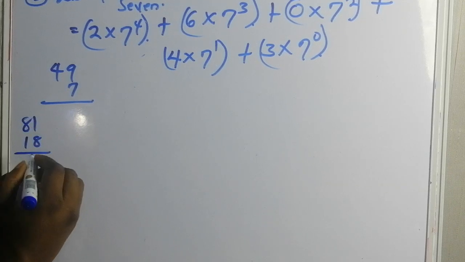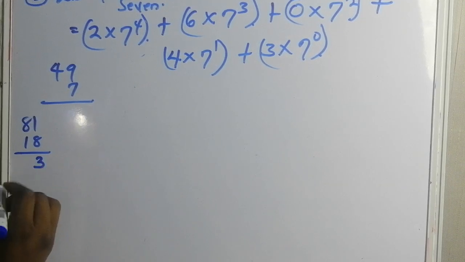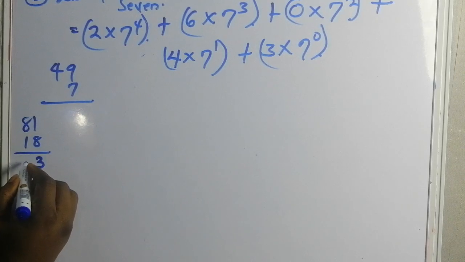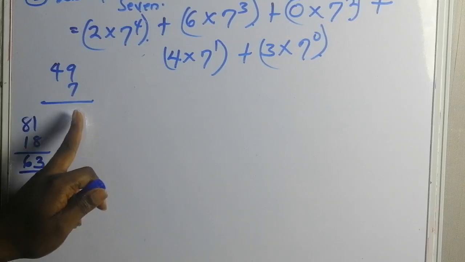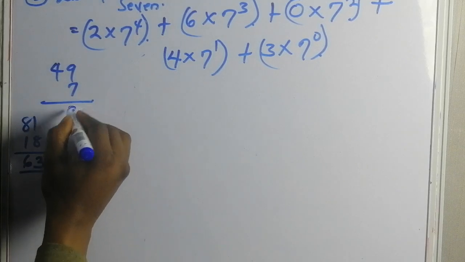Then if it's 11, then it means you have 3. Then you have 7 here. Then it means you have 63. So 9 times 7 is what? It is 63. Then carries what?